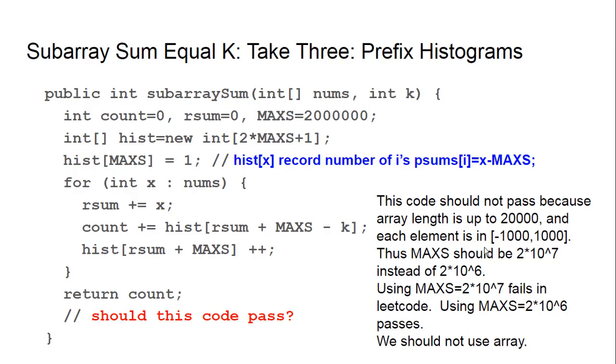But if I set a larger max s to be 2 times 10 to the 7, it will be out of memory. So they cannot allocate an array of that big. So I think they added new test cases to prevent this incorrect solution from passing. So here the problem is the total possible value of the prefix sum is too large to represent using an array.